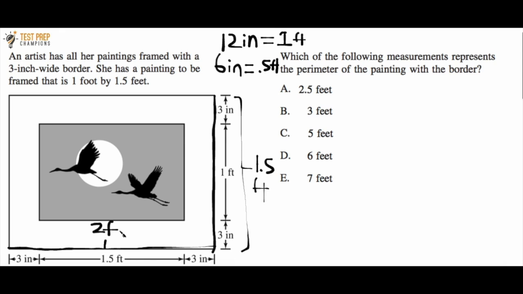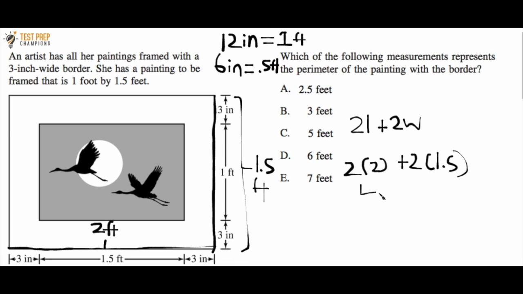So basically, in order to get the perimeter, you'd want to do 2 length plus 2 width. Or you can just think about it as adding all the sides up. It doesn't really matter how you think about it. We figured out that the length is 2 feet, so we could do 2 times 2 plus 2 times 1.5, which is our width. 2 times 2 equals 4, 2 times 1.5 equals 3, 4 plus 3 equals 7. So the answer after all of this is 7 feet.